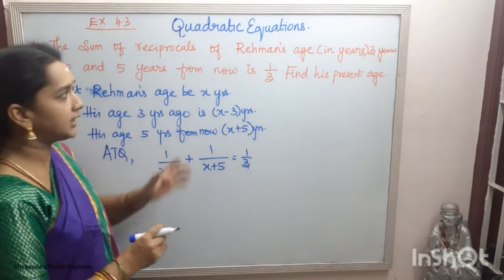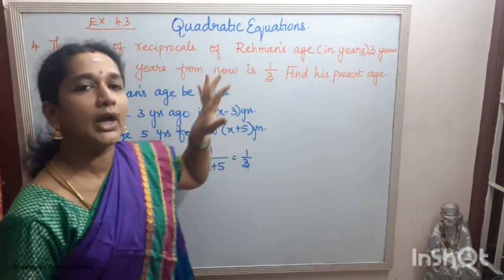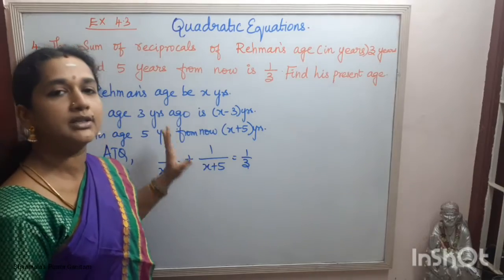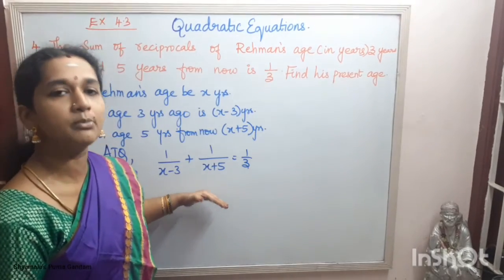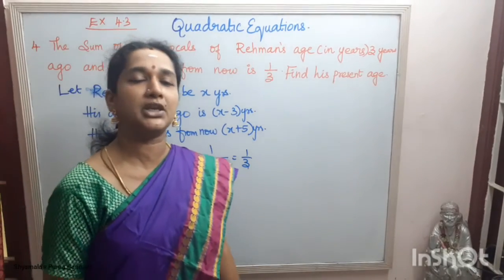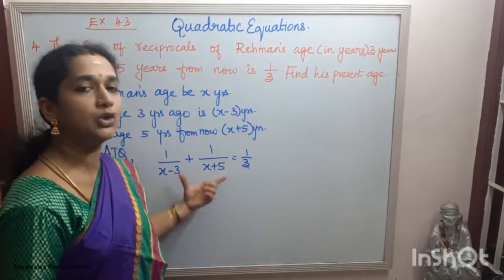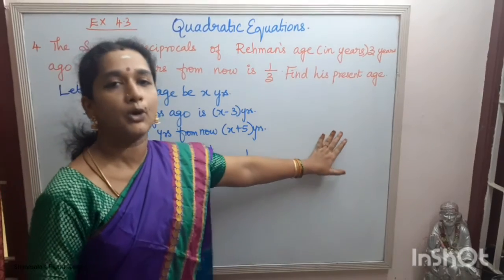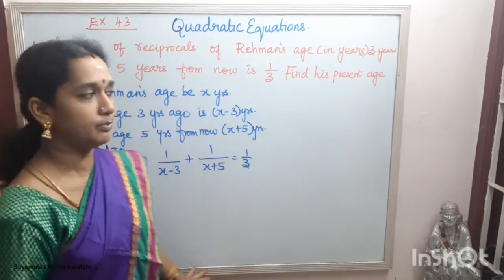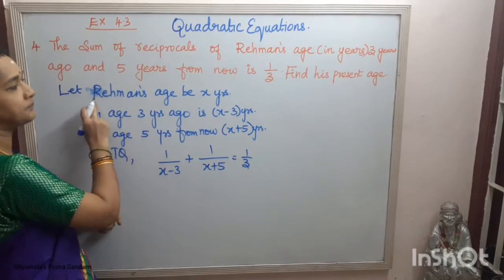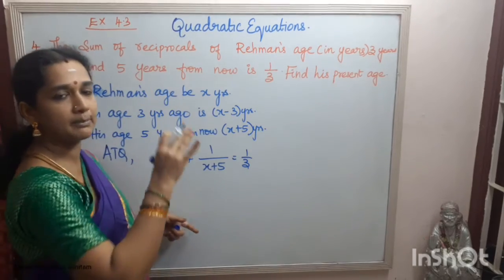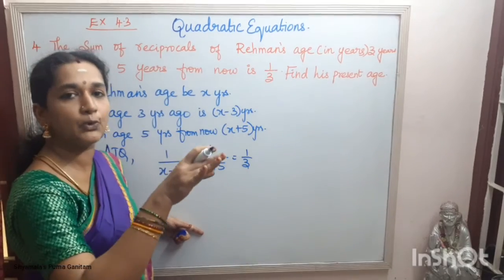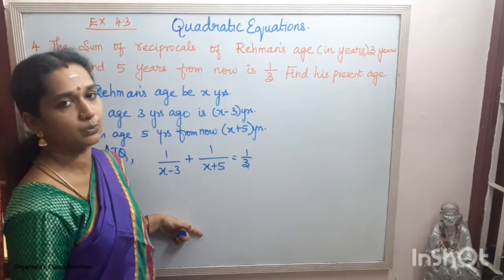So we have converted the given statement to an equation form. If you know how to convert this to an equation form, then the simplification after that is easy. But here you have to be very careful. If you miss something, you won't get the proper equation. So one more time I will say, in the question, the sum of the reciprocals of Rahman's age 3 years before and 5 years from now is given as 1 by 3.